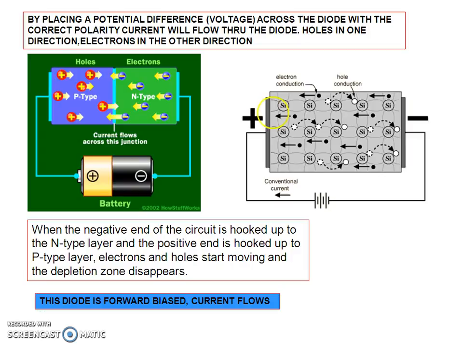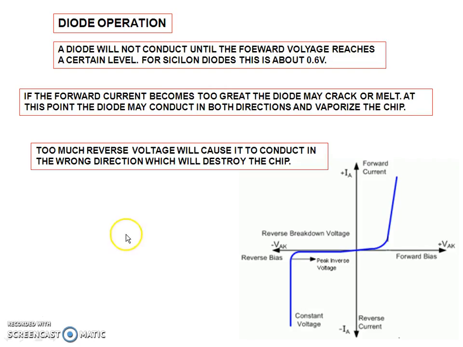But in this case, there is a very small current which flows due to the flow of minority charge carriers, which is called the reverse saturation current. This current is dependent on the temperature. Now this shows the characteristics of p-n junction diode. The right hand side portion shows the forward bias characteristics and left hand side portion shows the reverse bias characteristics.